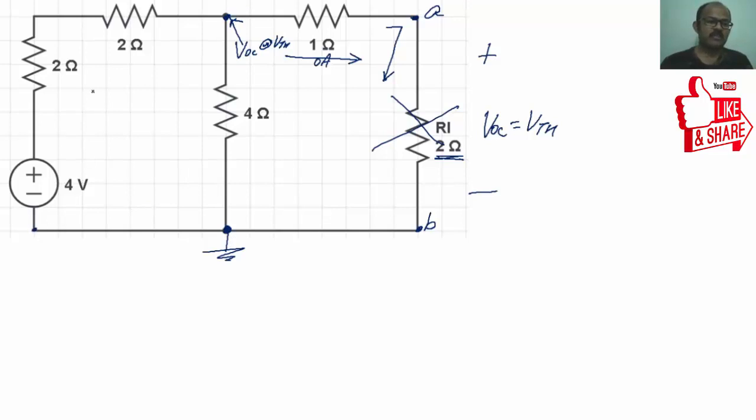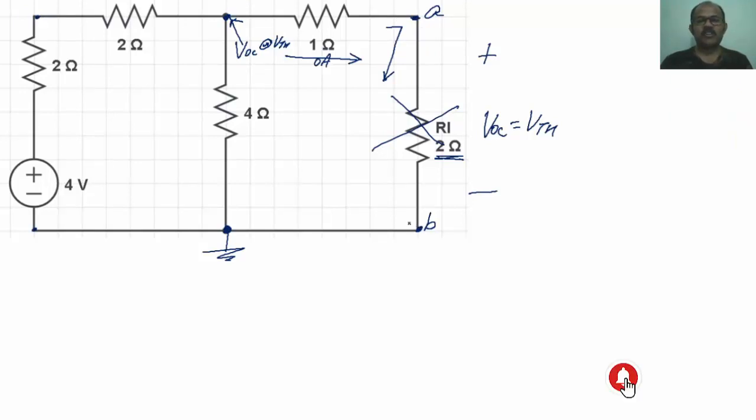This is the first simple node, this is the second simple node, this is the third simple node, and this is the fourth simple node. One of the principal nodes I have connected to ground. For the rest of the principal nodes, you have to apply KCL, nothing but Kirchhoff's current law. Let me apply Kirchhoff's current law.